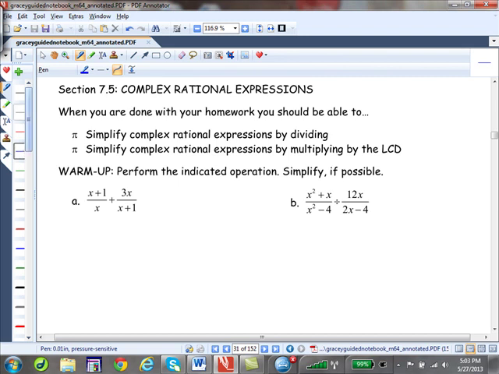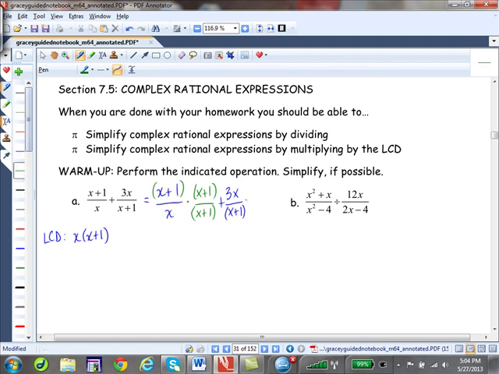Do you see that the LCD will be x times quantity x plus 1. So here we'll have x plus 1 over x, and that needs to be multiplied by x plus 1 over x plus 1. And then we'll be adding to that 3x over x plus 1. And what's missing from this one is simply x over x. Good so far?